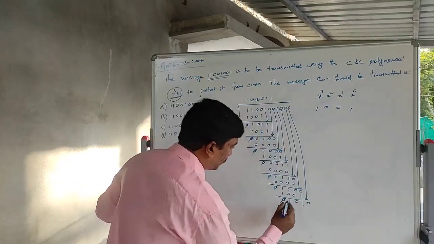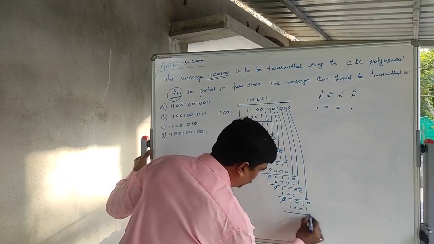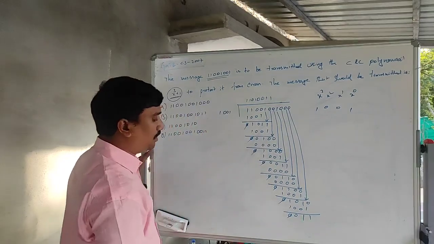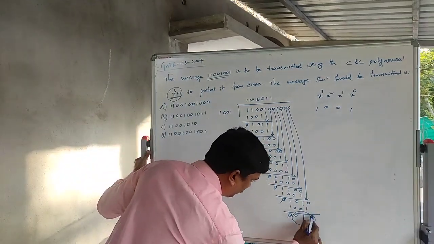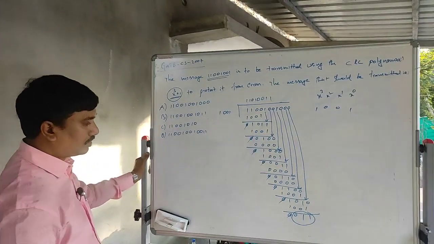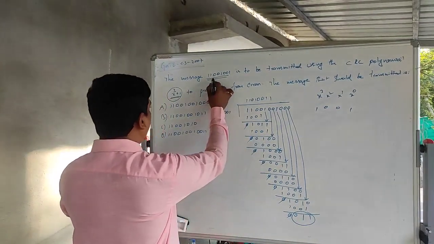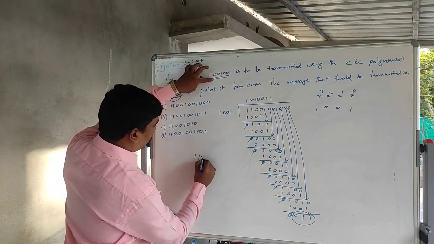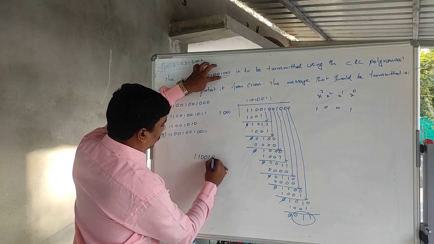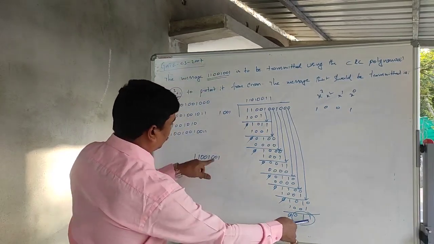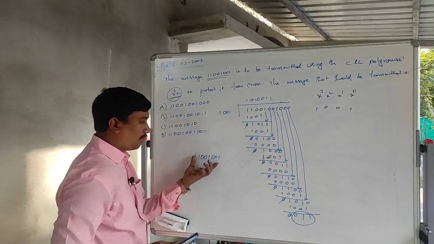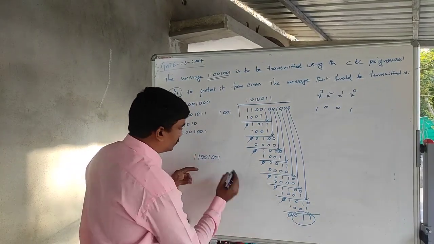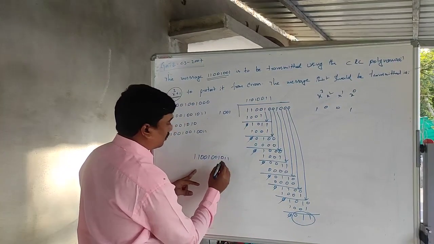Again one time. 1001 1 1 0 0. Cancel the leftmost bit. What is the remainder value? The remainder is 0 1 1. So this is the actual message, that is 1 1 0 0 1 0 1, and this is the actual message, or the data word. We have to add the redundancy bits, those bits are 0 1 1, right.